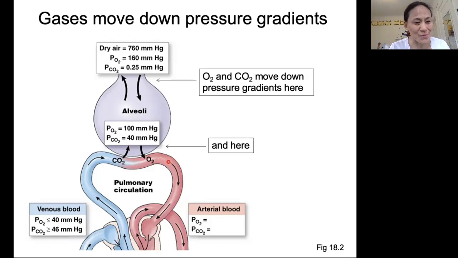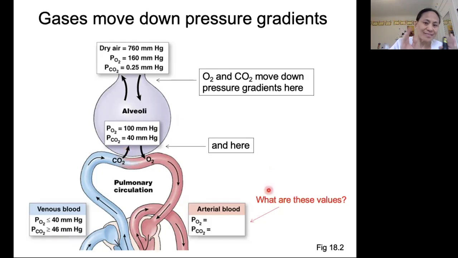Similarly with PCO2, the PCO2 of the blood approaching the alveoli is 46 millimeters of mercury. PCO2 in the alveoli is 40 millimeters of mercury. So CO2 is going to go down its pressure gradient. It's going to leave the capillaries into the alveoli, and that's how we're able to offload our CO2 into the atmosphere, okay? So I want to bring up this question here.